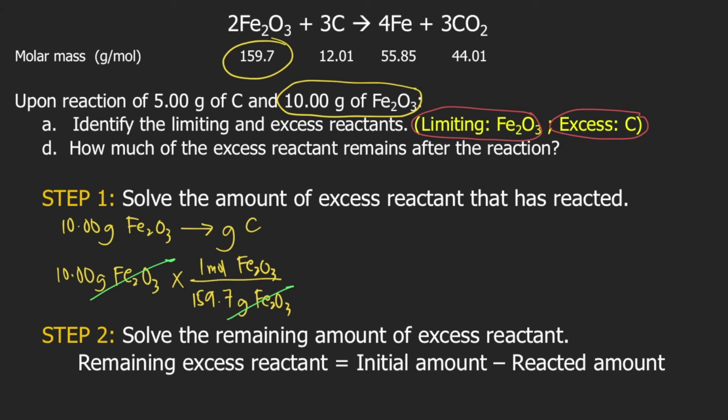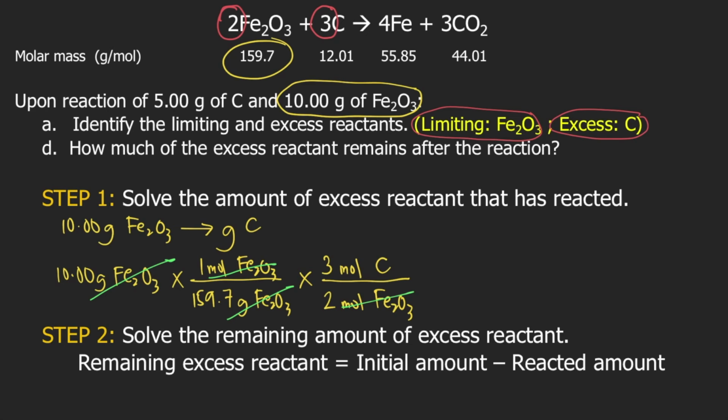When you look at the balanced equation, it says here that 2 moles of Fe2O3 reacts with 3 moles of carbon. So we put that into our conversion. 2 moles of Fe2O3 reacts with 3 moles of carbon. So moles of Fe2O3 will cancel. Now you have moles of carbon.